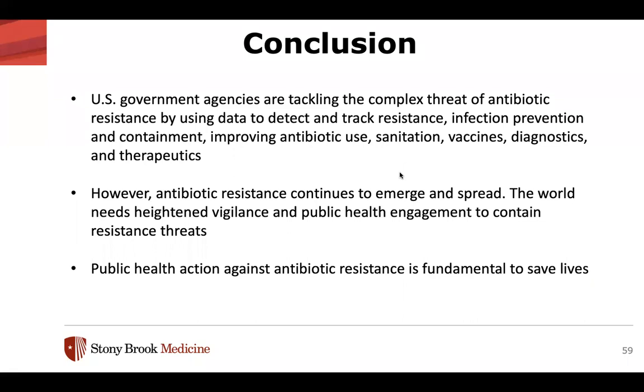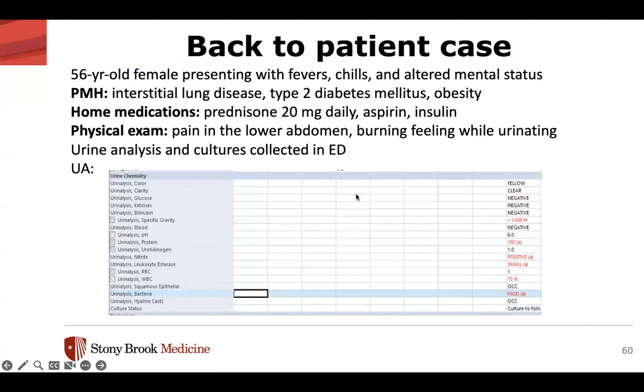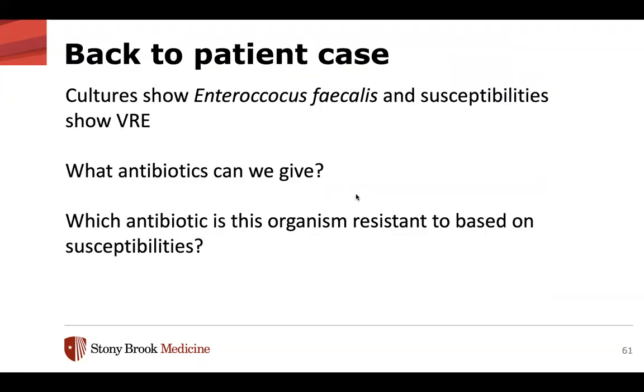And now I'm just going to go back to my patient case. This is the same patient case that I had in the beginning. The patient does have an active UTI because they're complaining of physical symptoms of UTI, and they also have a urinalysis that's positive. The culture is showing E. faecalis, and susceptibilities show VRE. So what antibiotics can we give to this patient? You can write in the chat.